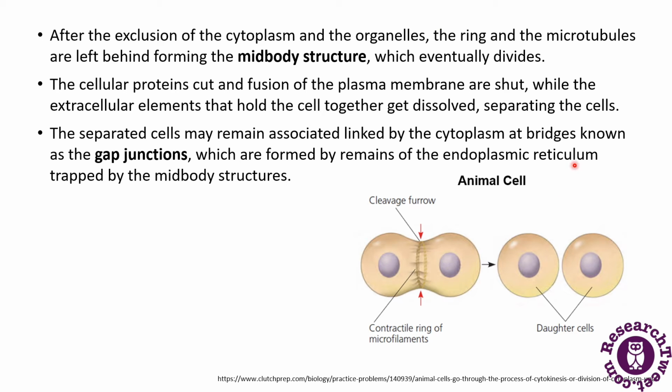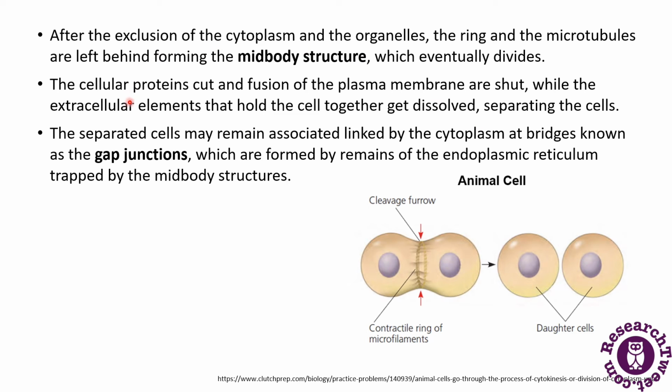Here is the diagram depicting cytokinesis in the animal cell: these are the contractile rings of the microfilament, this is the cleavage furrow, and here two daughter cells are formed. After the exclusion of the cytoplasm and the organelles, the ring and the microtubules are left behind and form the mid-body structure, which divides eventually. This is where the division takes place and converts into two daughter cells.